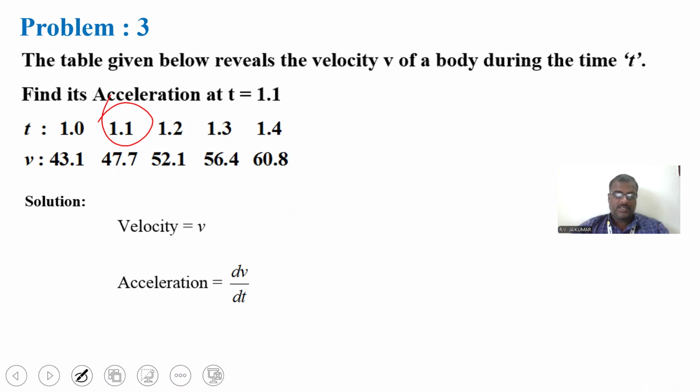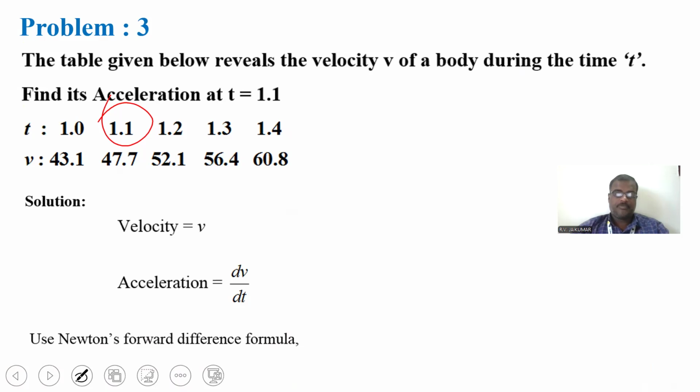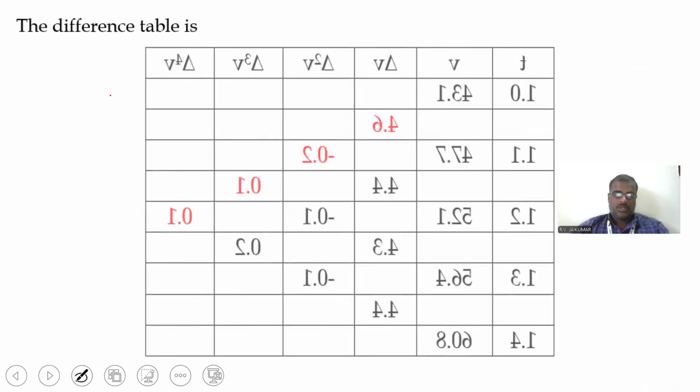Velocity is v and acceleration is dv by dt. They're asking to find out the acceleration. That means we have to find the first derivative. The differentiation of velocity is acceleration. Now as usual, you can find the difference table. In the first column, you write the value of t. In the second column, you write the value of v, velocity. Then you can start finding the differences, and this is the difference table.